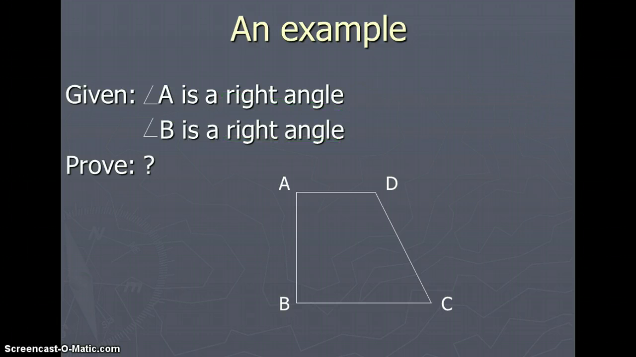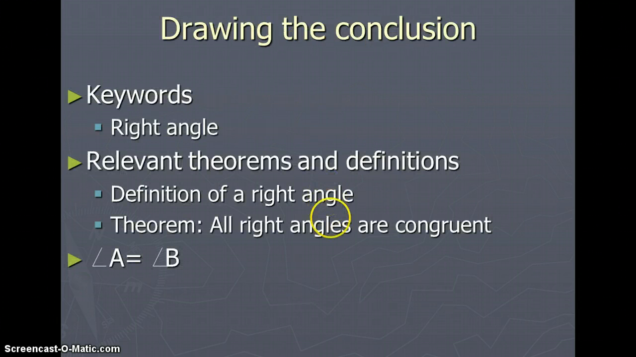So my most logical conclusion would be to show that angle A is congruent to angle B. Again, our keyword is right angle, and all of the different relevant theorems and definitions we have dealing with perpendicular, complementary, definition of right angles, and our first theorem that all right angles are congruent seem to fit. But this theorem that all right angles are congruent is the best because it takes care of all of our given information. So angle A is congruent to angle B is our conclusion.